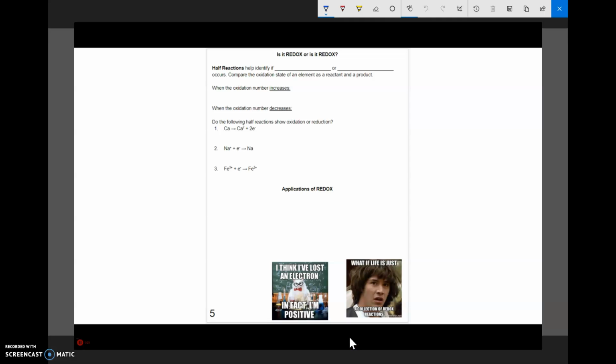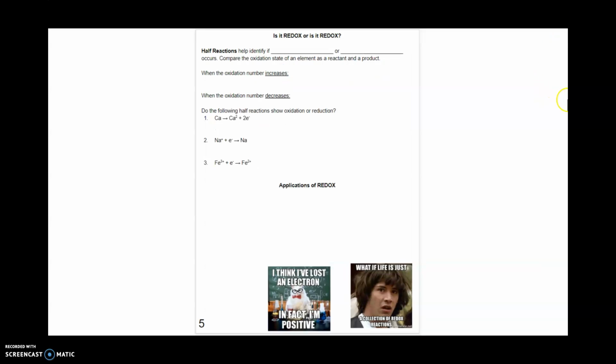So the first part of this question says that half reactions help identify if reduction or oxidation occurs. And we're going to compare the oxidation state of an element as a reactant and as a product to figure this out, and that's what we're going to go through today.